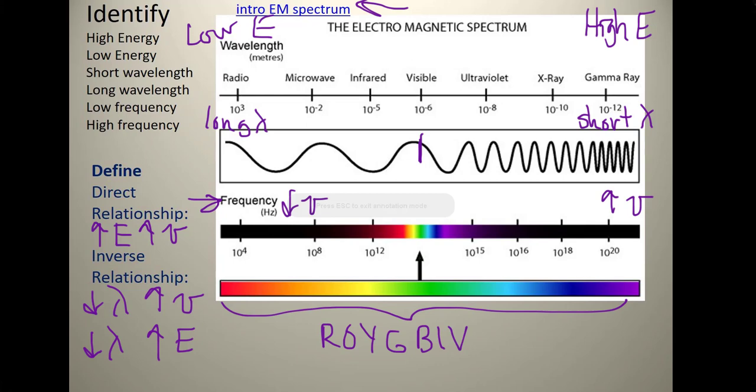So in your packet, you want to identify high energy, low energy, short wavelength, long wavelength, low frequency, and high frequency according to the electromagnetic spectrum.